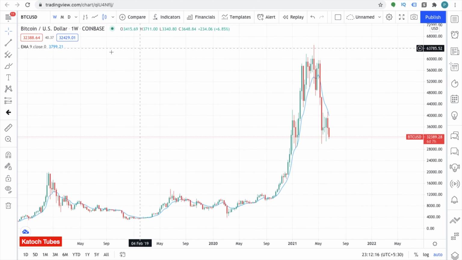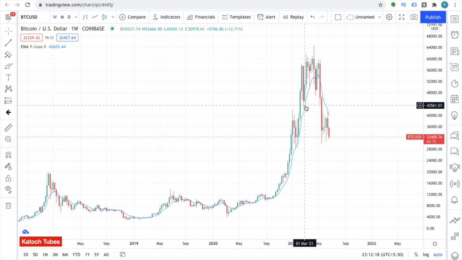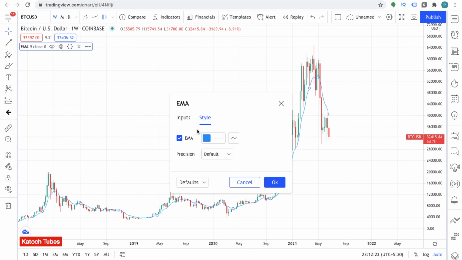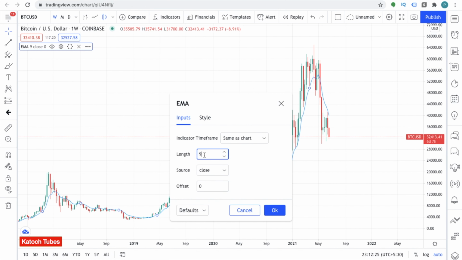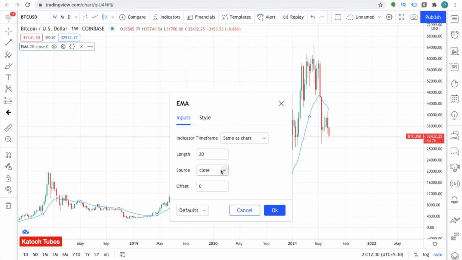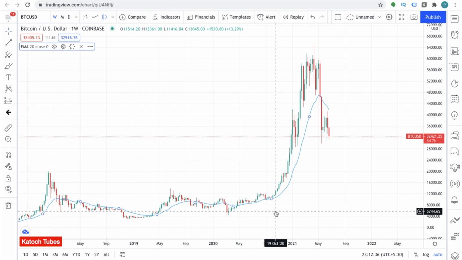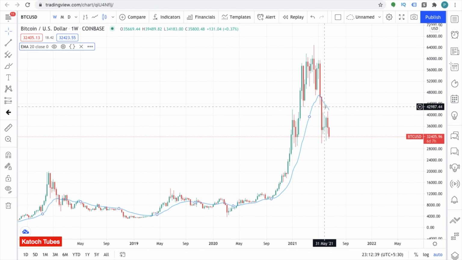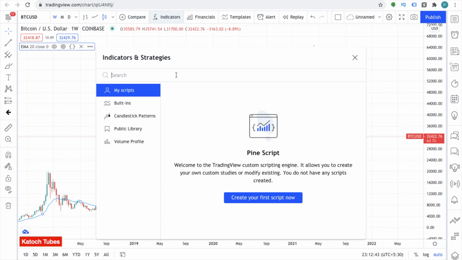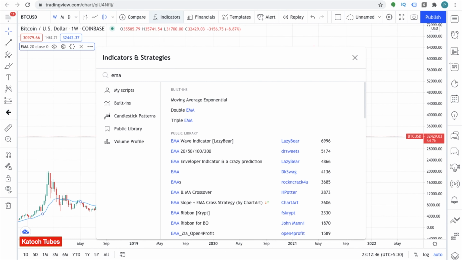Again I cross it up. So this is the line, that is 9 EMA. So the most common that the traders are using, the first one is 20 EMA, and remember this should be placed as a source as close, the close of the candle, and now keep it okay. So you have one line which is tracking the chart. Now you add another indicator, again that one is EMA, moving average exponential, and let me add two more.